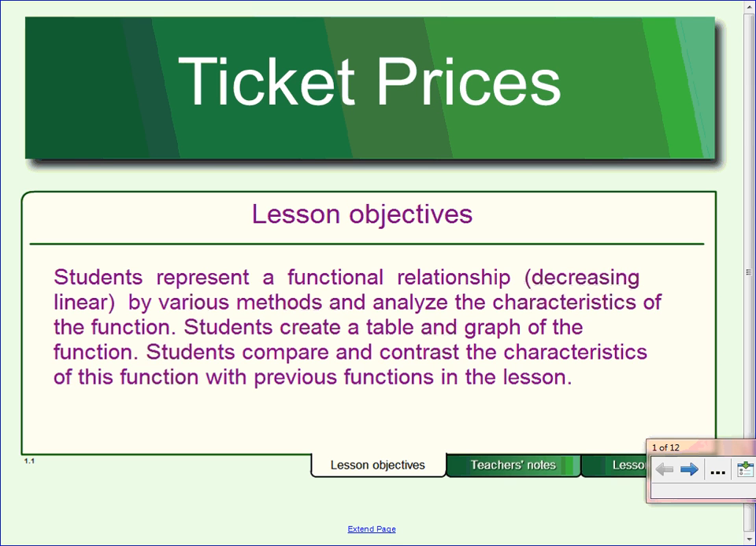Okay, we're on the page ticket prices today. The objective today, students will be representing a functional relationship by various methods and analyzing the characteristics of those functions. Students will also create a table and graph of the function. Students will also be comparing and contrasting the characteristics of this function with previous functions in other lessons. All right, so those are some things that we're going to be looking at today in this one particular assignment.